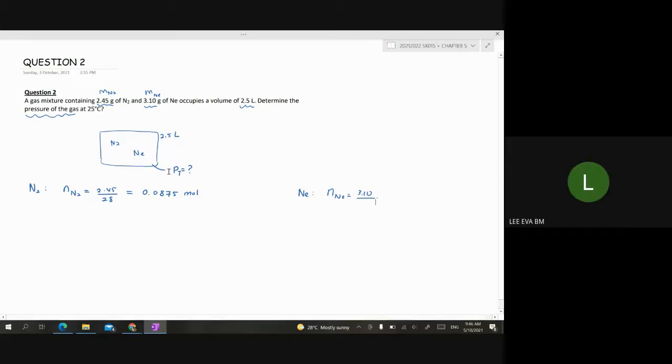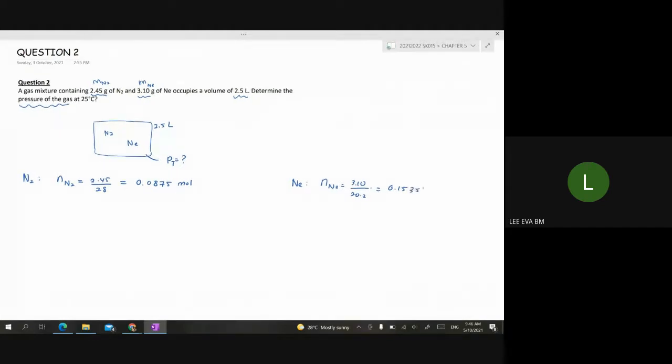Kena cari juga, madam. Neon mass, 20.2. Okay, so 20.2. Thank you very much. So 3.1 divided by 20.2, it gives 0.15. In this case, we take 0.1535.